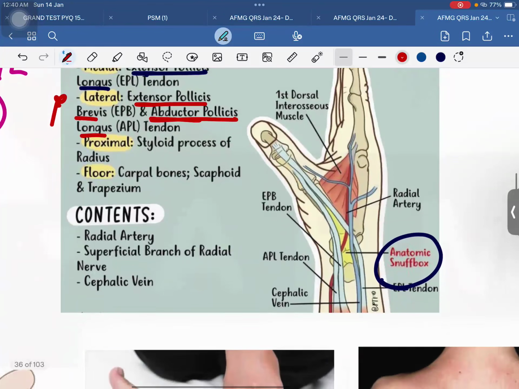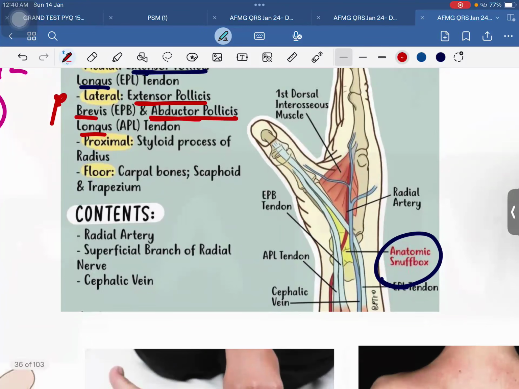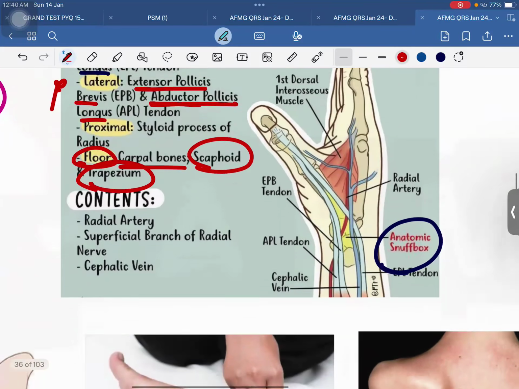Okay? Proximal part, which is the floor. Sorry, the floor of the anatomical snuff box is mainly formed by the carpal bones. Yes, which carpal bones? Mainly the scaphoid and the trapezium. So whenever there is fracture of the scaphoid and trapezium, patient can actually have problems or pain in the anatomical snuff box. Okay?